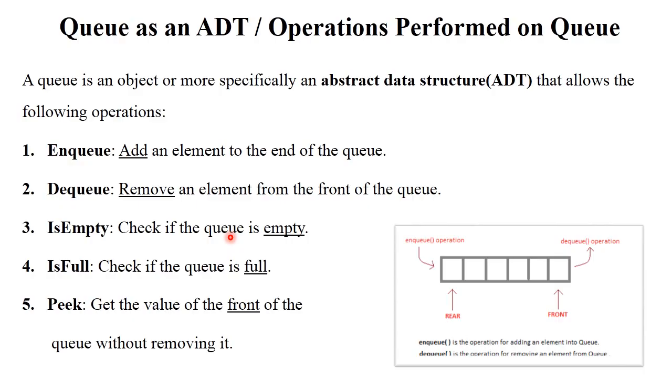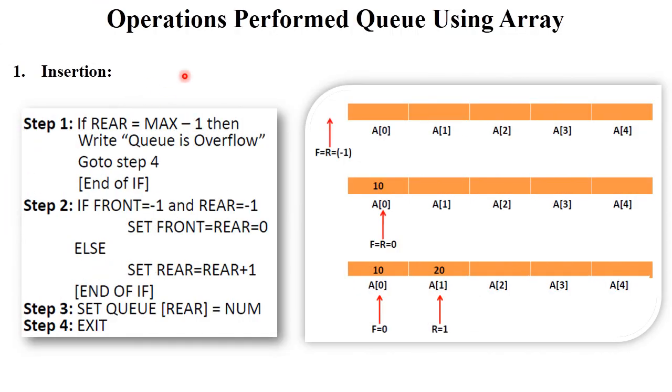In stack, we learned about push and pop operations. These are the built-in operations. Here, queue uses enqueue, dequeue, is empty, is full, and peek as built-in operations. Next, the operations performed on queue using array. In this topic, we will learn about the algorithm, pseudocode and some representation of the operations of the queue using array. See here, the first operation is insertion. This is the algorithm or pseudocode of insertion in queue data structure, and these are the representations.